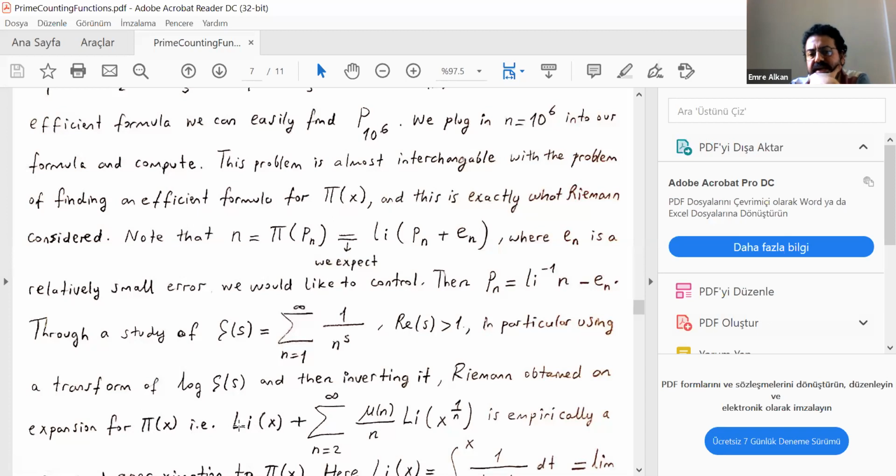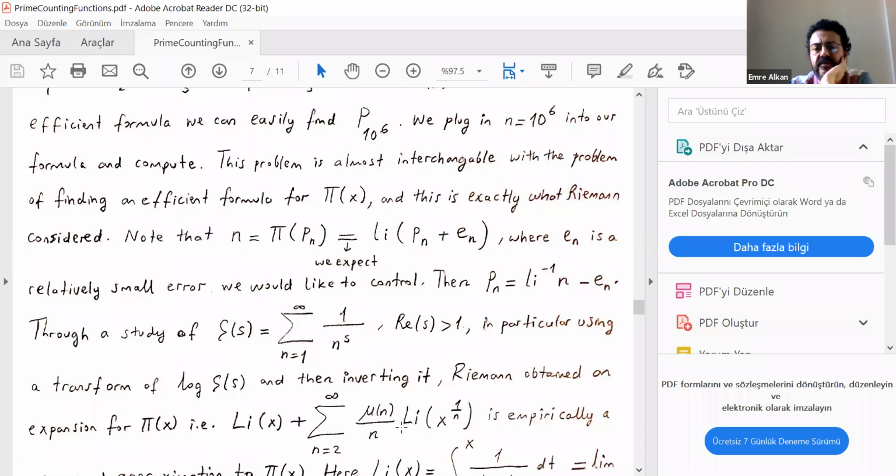As you can see, Li of x, but Li is in capital letters. I will mention what this means. Plus, it's just a sum of some oscillating terms: the Mobius function times Li evaluated at x to the 1 over n. So much smaller values than x, like square root, cube root, and things like that. So these are smaller terms. Nevertheless, there is an oscillating contribution here of smaller terms.